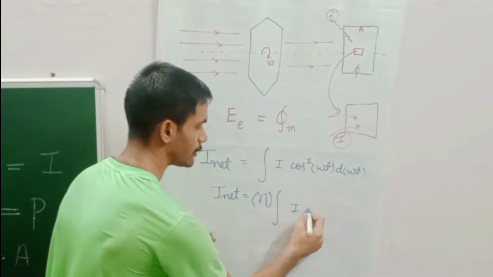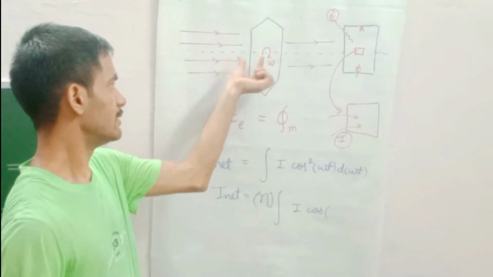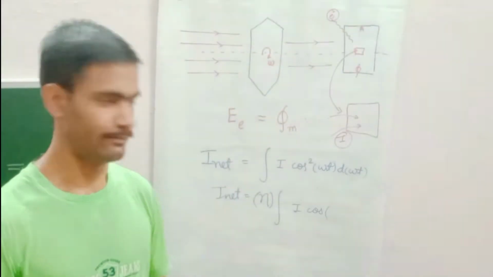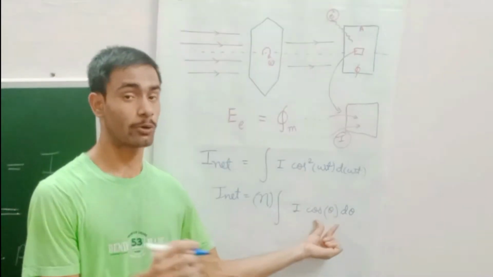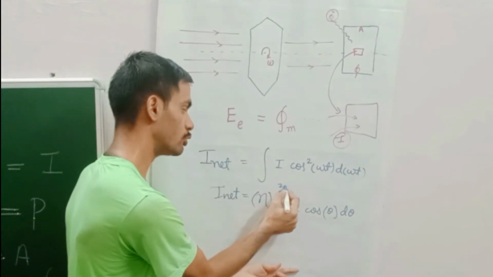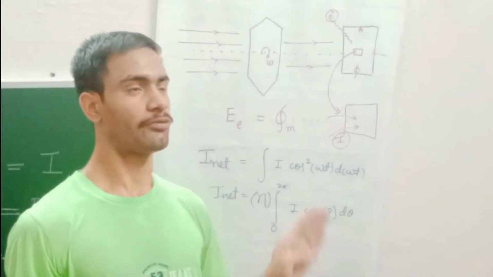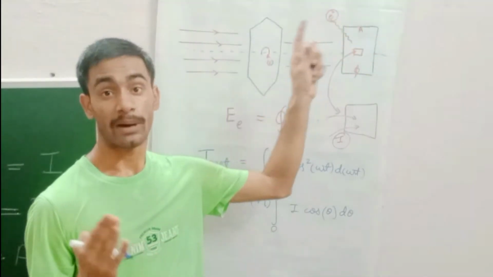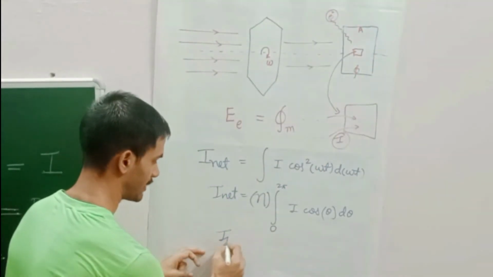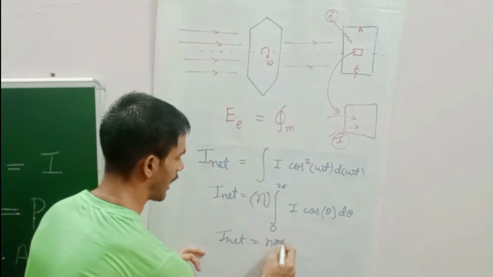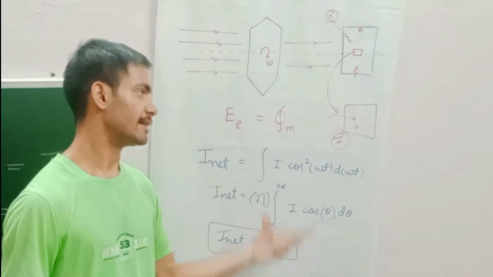So integrating I into cos square of omega t, which is nothing but theta, the angle which this polarizer makes with the plane, so let's write it as cos square theta d theta, and this theta for one rotation is going to change from 0 to 2 pi. With this I get the total amount of intensity, that is energy per unit area per unit time, falling onto this metal. This would simply turn out to be n pi I. So this is the amount of intensity that the metal will get.